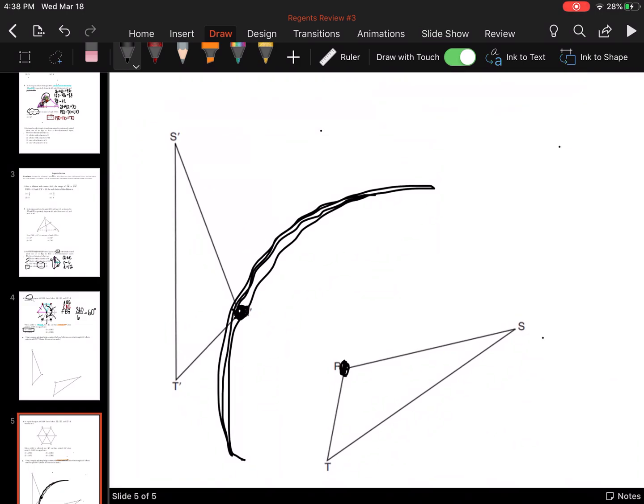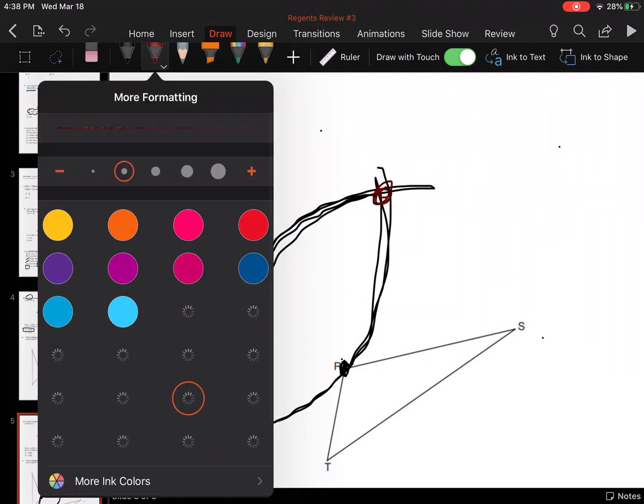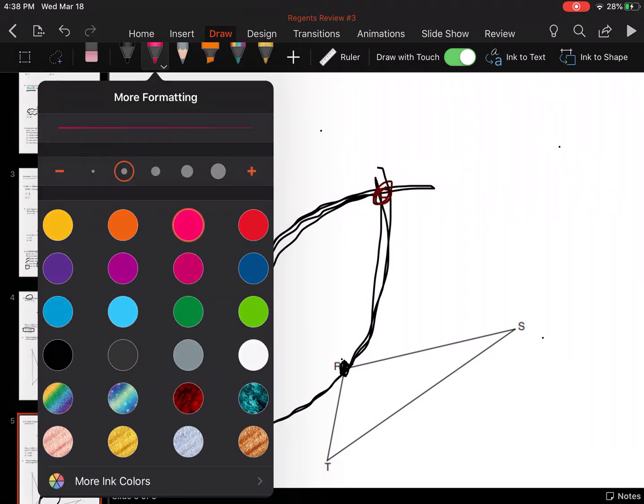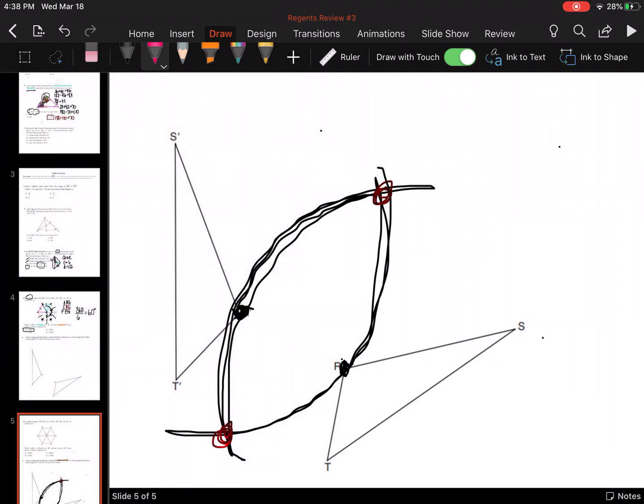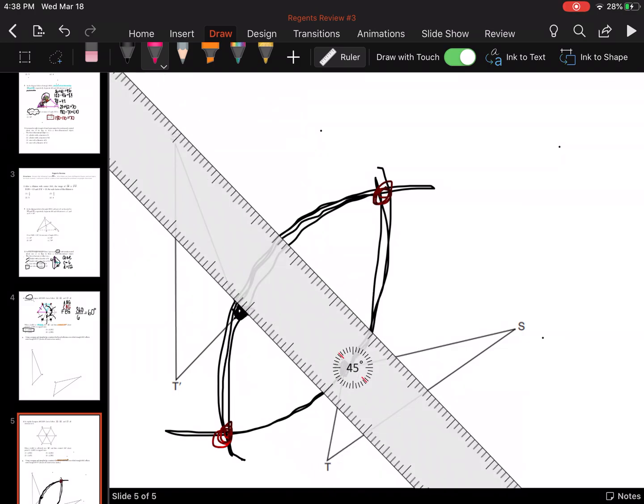Okay, and then you're going to do the same thing. You're going to flip the compass and you're going to do it the other way, and you're going to have the other circle like that. And you could draw the entire circle if you want, and then you would connect. You need this point of intersection and you need this point of intersection. Some of you are only showing one point of intersection. You need both. Okay, and then you would use your straight edge or your ruler.